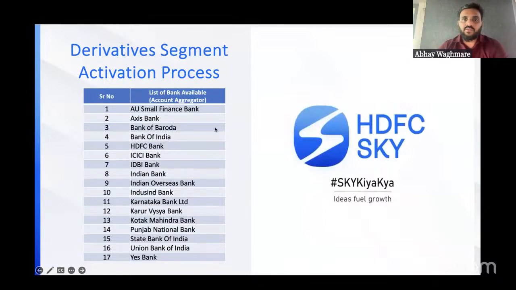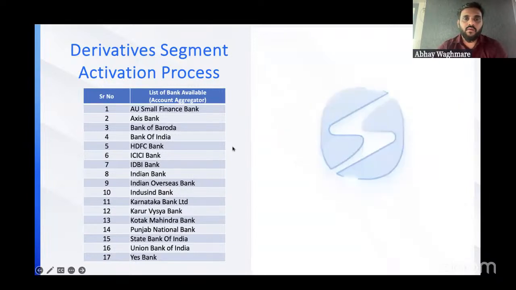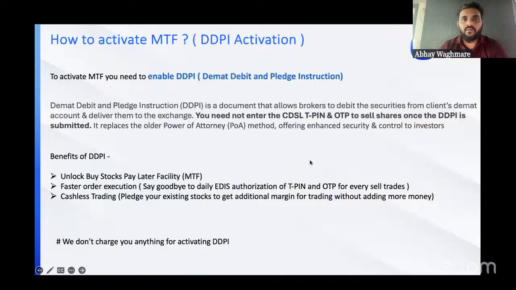All right, so as you saw in the video, how simple it was to activate your derivative segment via bank statement OTP. You can simply submit your request via the OTP, and that too in less than 2 minutes. So that is a very useful way to do it. So let's talk about MTF DDPI activation.